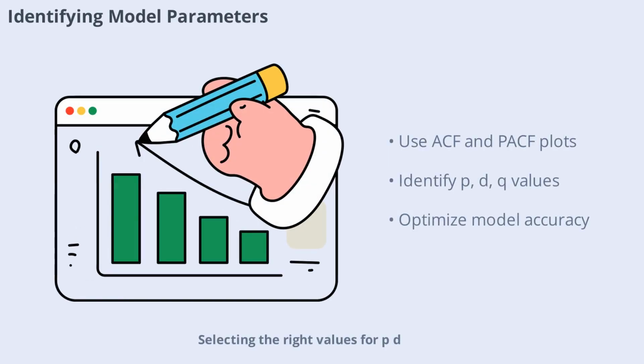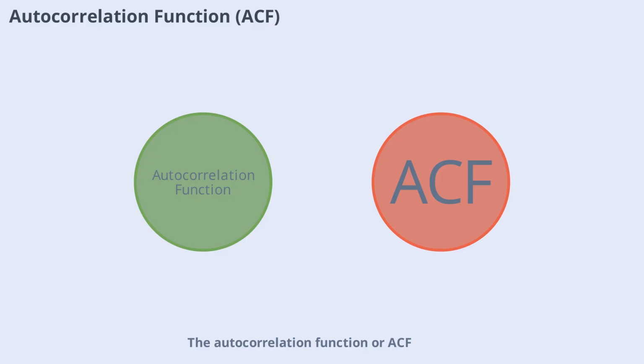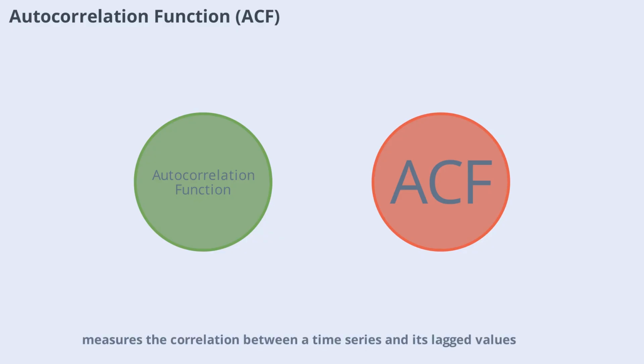Selecting the right values for p, d, and q is a critical step in building an ARIMA model. Analysts often use plots like the autocorrelation function (ACF) and partial autocorrelation function (PACF) to identify these parameters. These plots reveal how past values and errors influence the current observation. By carefully analyzing these patterns, you can fine-tune your ARIMA model for optimal forecasting performance. The autocorrelation function, or ACF, measures the correlation between a time series and its lagged values.